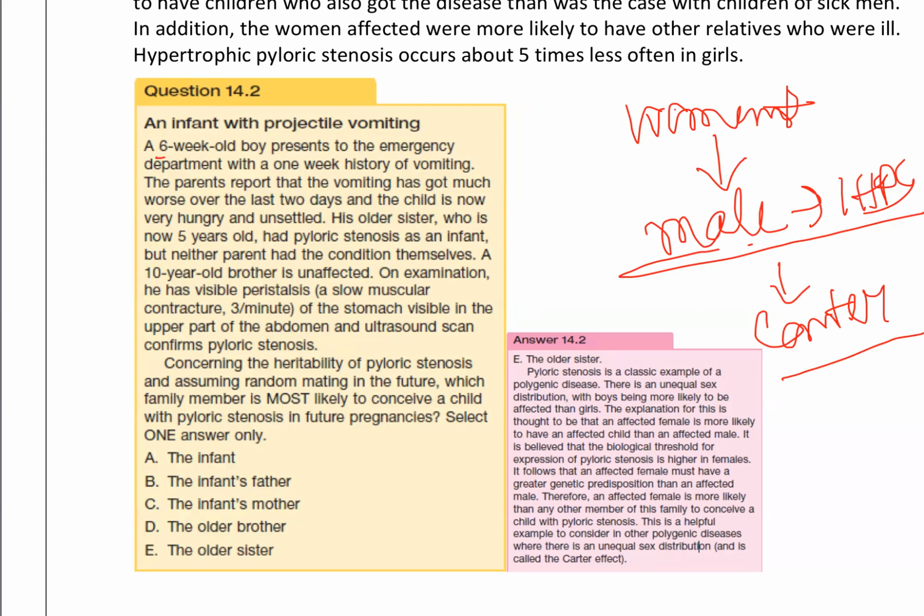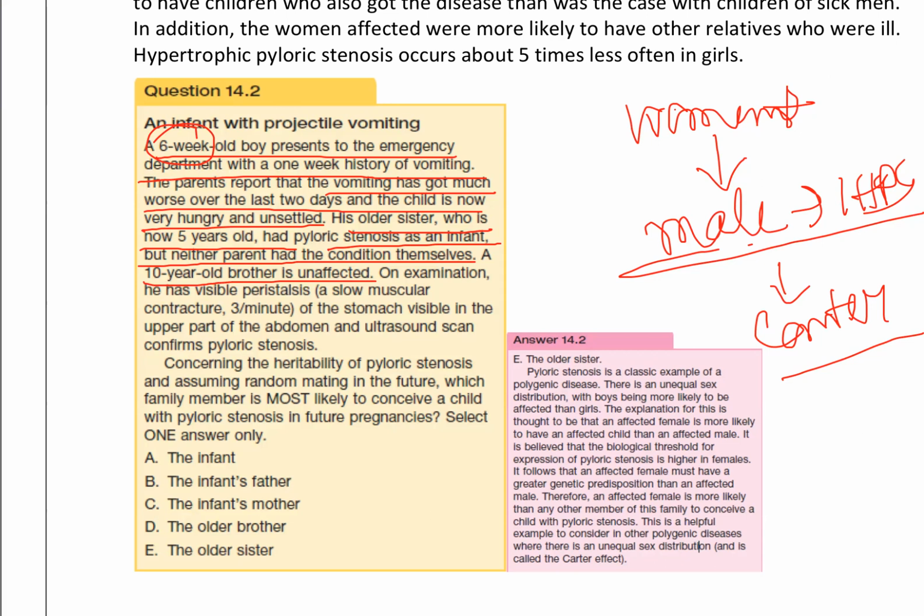A 6 weeks old boy presents to the emergency department with a 1 week history of vomiting. Parents report that vomiting has gotten much worse over the last 2 days, and the child is now hungry and unsettled. Only 6 weeks. His older sister, who is now 5 years old, had pyloric stenosis when she was an infant, but neither parent had the condition themselves. A 10 years old brother is unaffected.